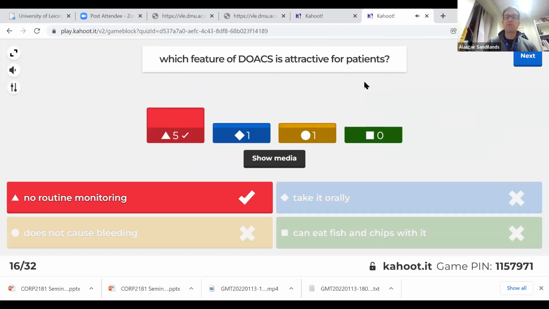Yeah, so there's no routine monitoring for DOACs. You used to do INRs with warfarin. Warfarin's still used for metallic valves, but with DOACs, you don't have to go and have a blood test every week, checking the levels at all.